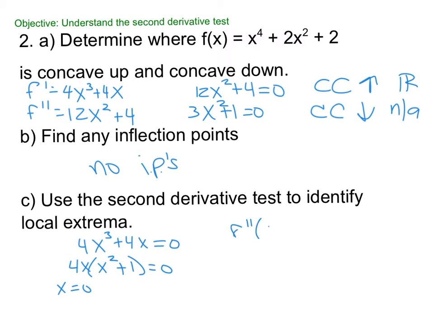x equals 0 is our critical number. f double prime of 0 is 12 times 0 squared plus 4, which is greater than 0. So that is concave up, so it's a relative min. That's it.